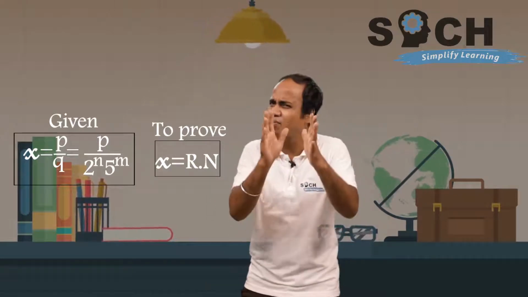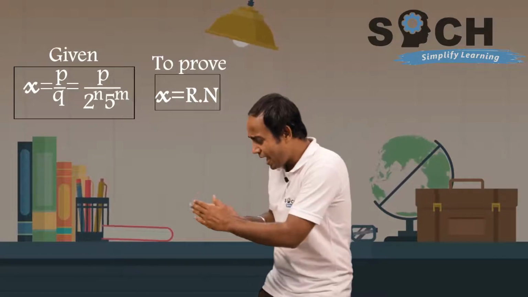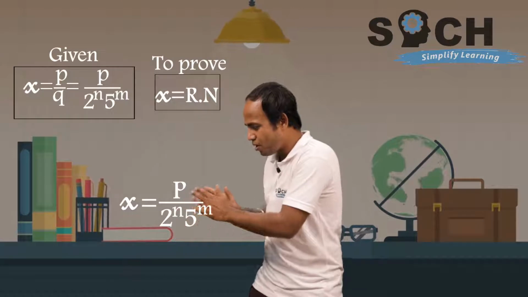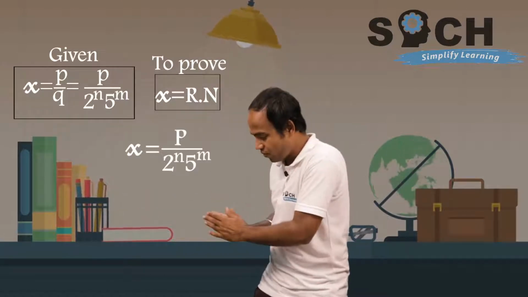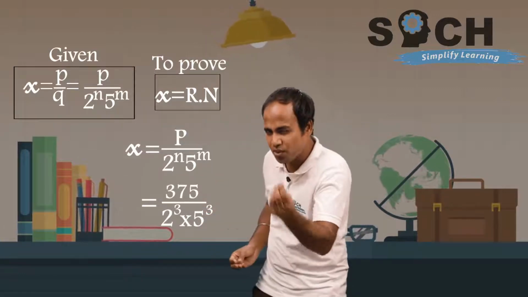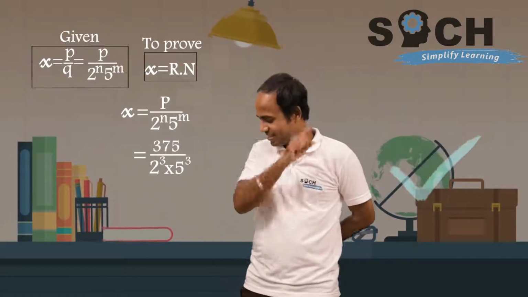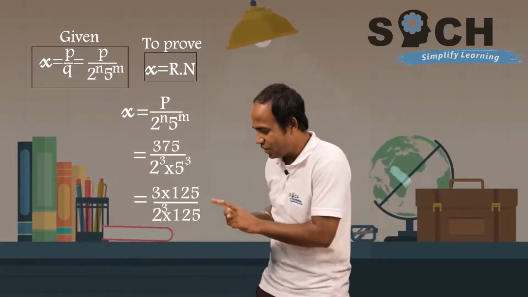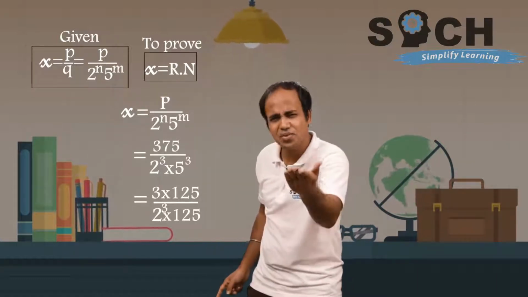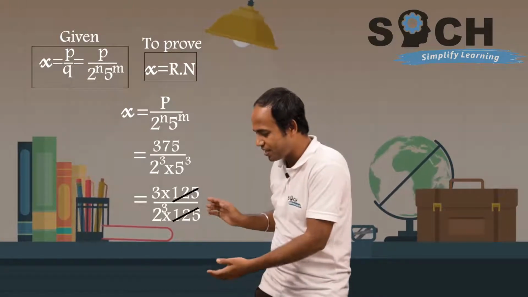Now my dear friends, let me verify this. With the same example we took earlier, if I take x equal to, guess what I am going to take? X equal to p upon 2 raised to n 5 raised to m, which is equal to 375 upon 2 raised to 3 into 5 raised to 3. Now what is this 375? Yes, 375 is nothing but 3 into 125 upon 2 raised to 3, and what is 5 raised to 3? 5 raised to 3 भी तो 125 है. Yes, it's 125. So 125 cancels.